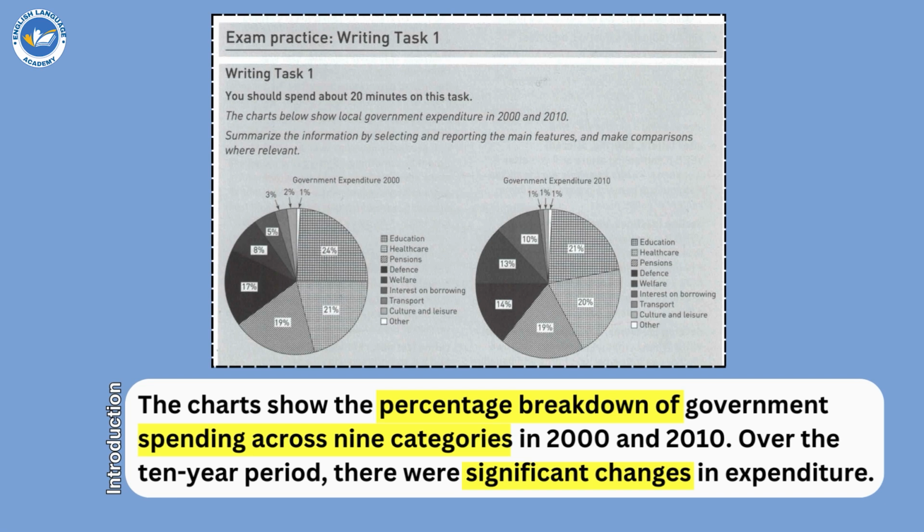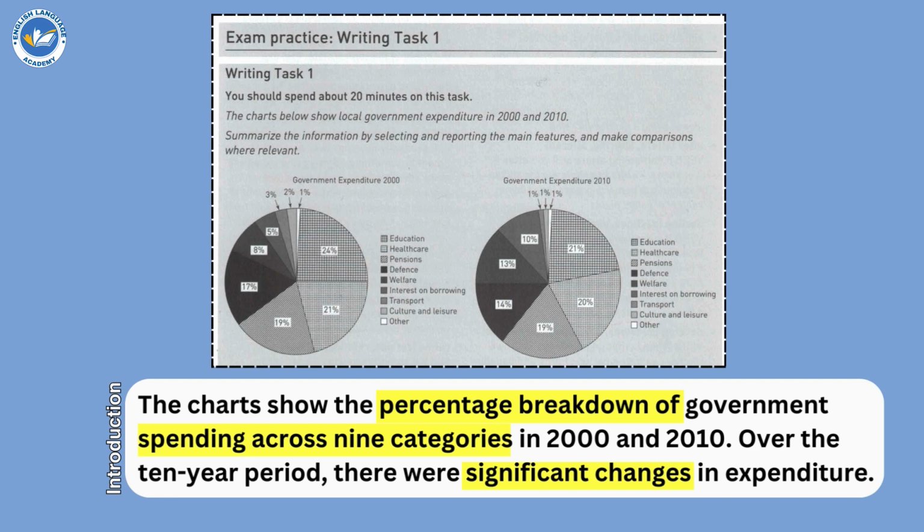So let's begin by reading the introduction. The charts show the percentage breakdown of government spending across 9 categories in 2000 and 2010. Over the 10-year period, there were significant changes in expenditure. This is a very strong introduction. The student has summarized what the pie charts represent at a first glance and basically describes this in the introduction.